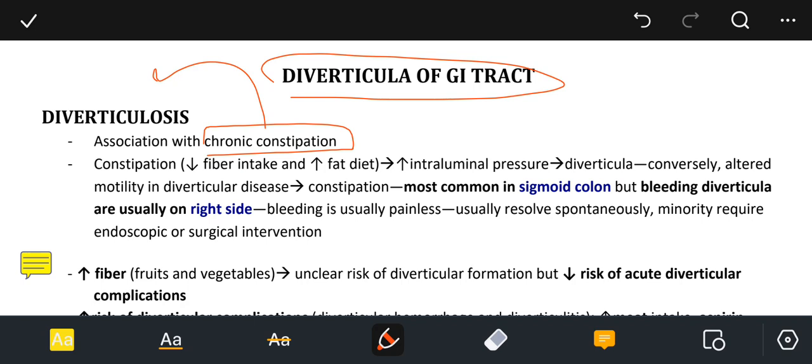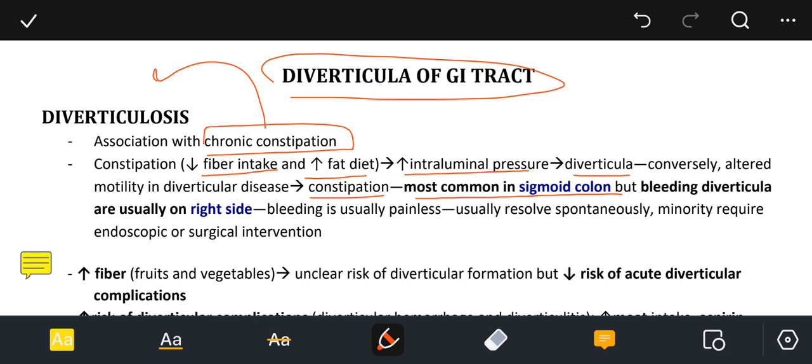Constipation with decreased fiber intake and increased fat diet will increase the intraluminal pressure. That will cause the formation of diverticula. Conversely, altered motility in diverticular disease will cause constipation, most common in the sigmoid colon. So basically they go hand in hand. Constipation causes diverticulosis and then diverticulosis causes constipation, because in constipation there is increased intraluminal pressure causing the mucosa to be pushed out through the muscularis and causing the production of a diverticulum. Then those diverticula alter the motility of the GIT and they lead to constipation.